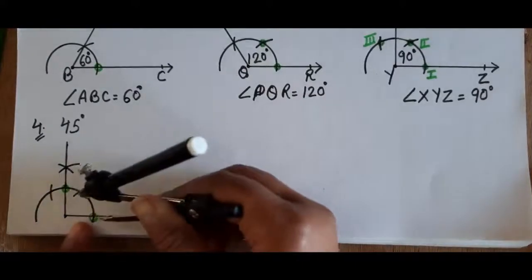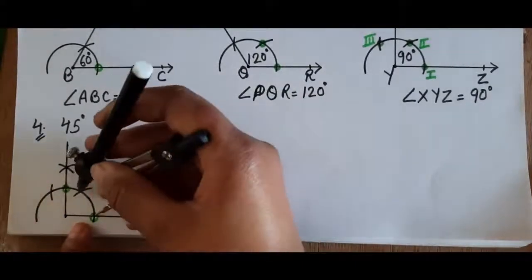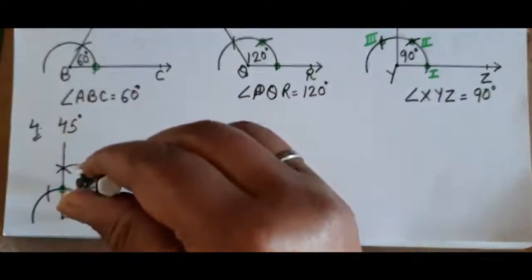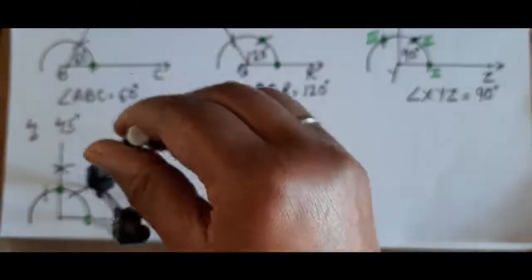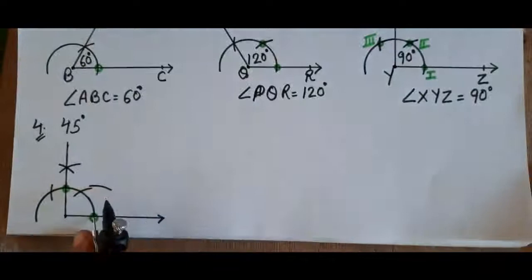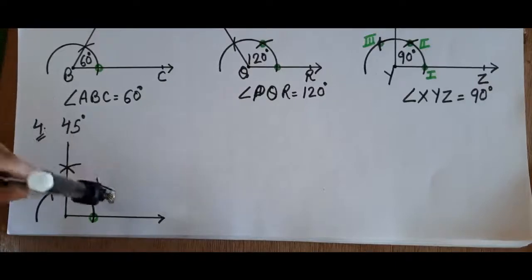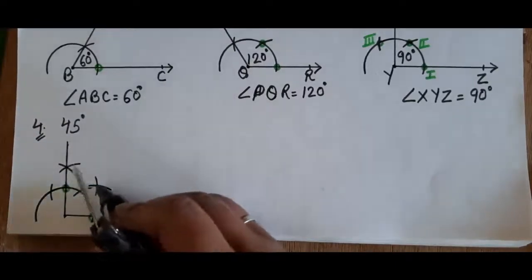How will we bisect? We open our compass greater than the half of this method, and now draw an arc here like this and from this point. Now I will keep the compass point at this point and cut this arc to get a point. Now join these 2 points.